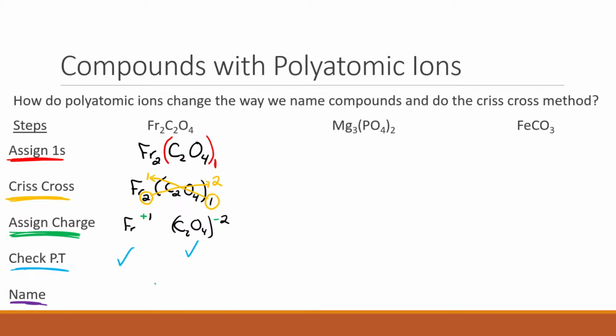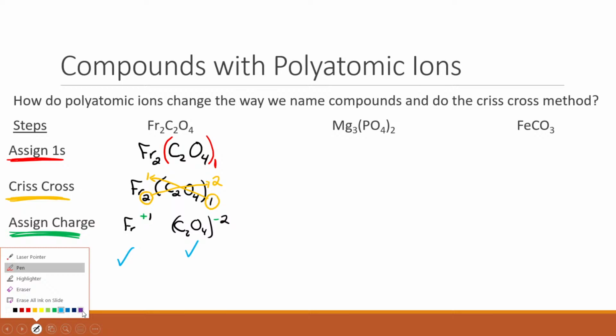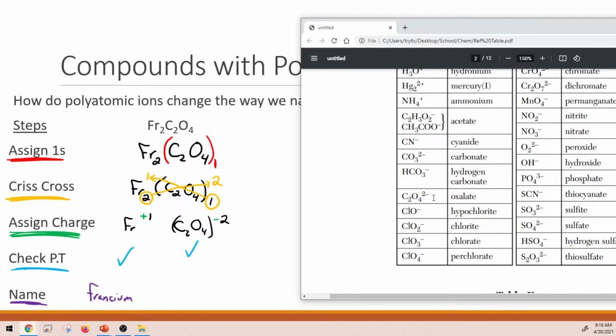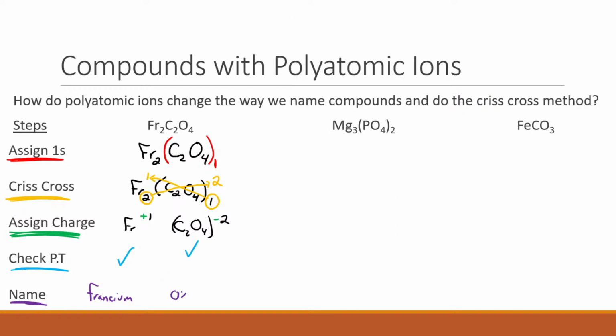And now we can go on and get our name. The first ion, the positive ion, keeps its name, francium. The second ion, the negative ion, gets its name changed to "ide," unless it's a polyatomic ion, which this one is. And then we're going to take the name right off of table E. C2O4 is called oxalate, and so we're going to write oxalate right here.